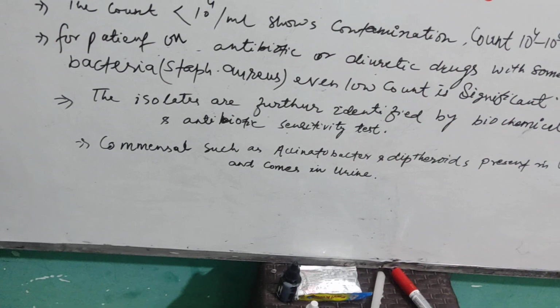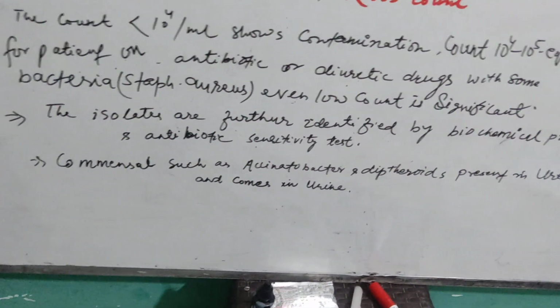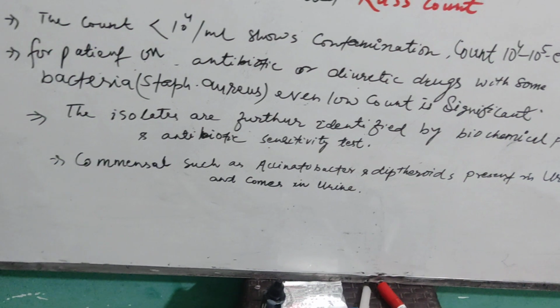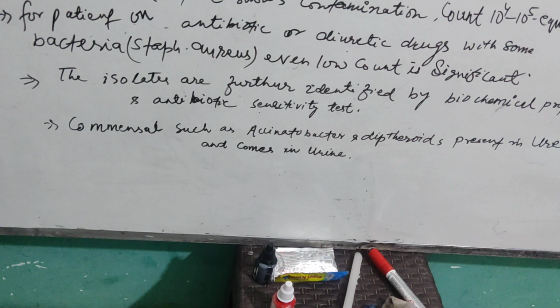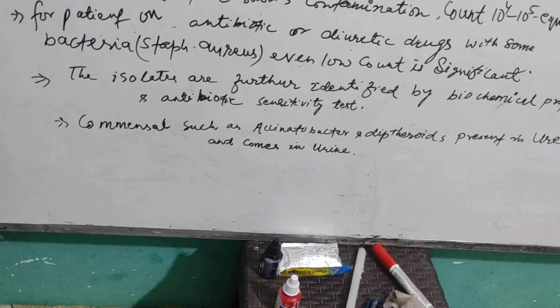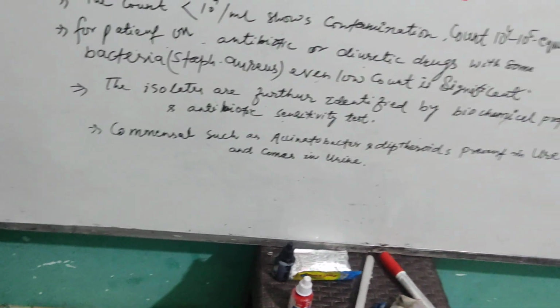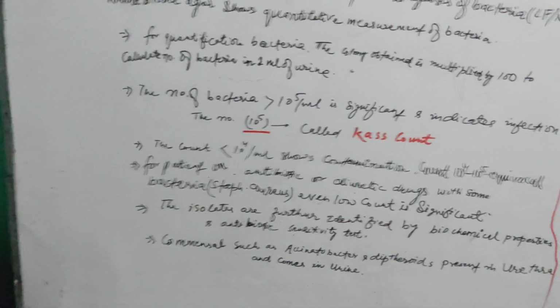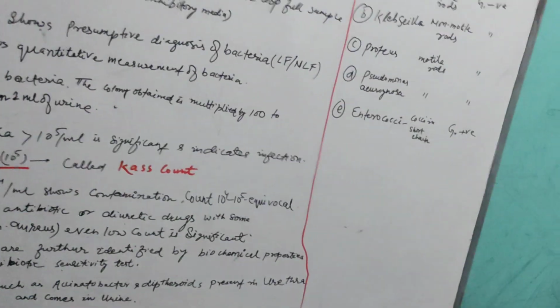The commensals such as Acinetobacter and diphtheroids are commensal bacteria present in the urethra. These are commonly present, not as infection; they are commonly present in the urethra and may come in the urine of the patient, so they should not be reported. These are the commensal bacteria in the urine.